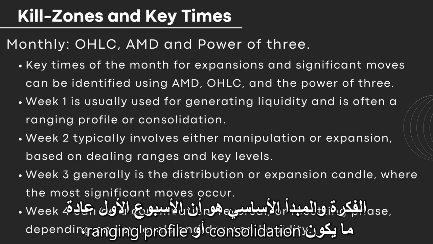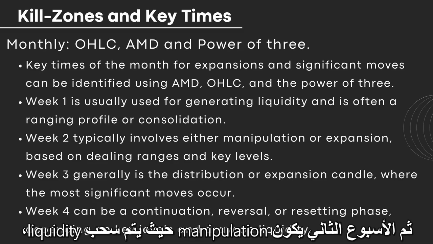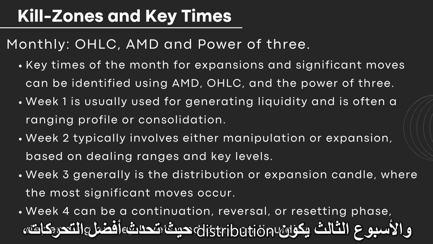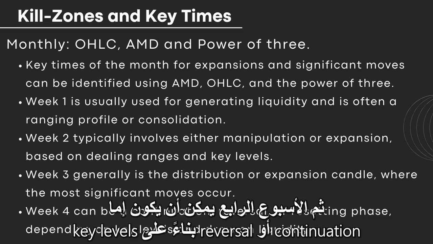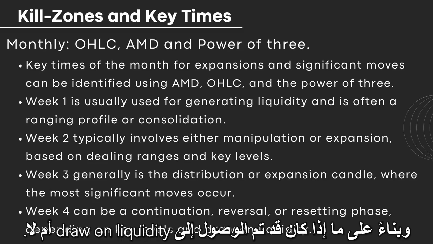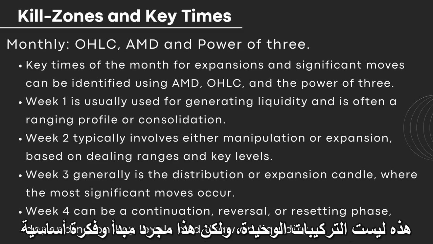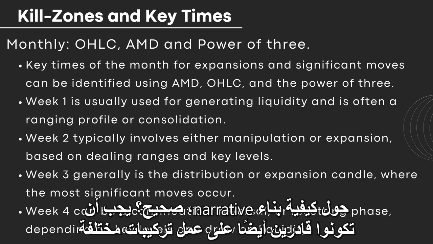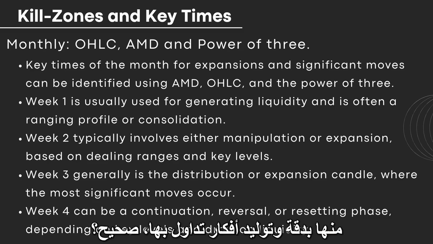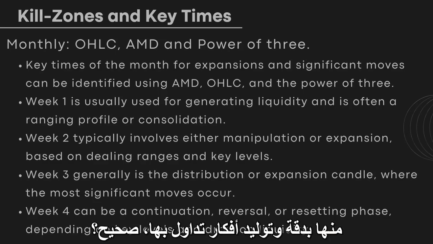The basic premise and idea is that week 1 is usually a consolidation or ranging profile, and then week 2 is a manipulation which purges liquidity, and week 3 is then a distribution where the best moves occur, and then week 4 can be either a continuation or a reversal based on key levels and based on whether the draw on liquidity has been reached or not. Right? These aren't the only combinations, but this is just the basic premise and idea on how to build a narrative, right? You should also be able to make various ones of them accurately and generate trading ideas with it, right?